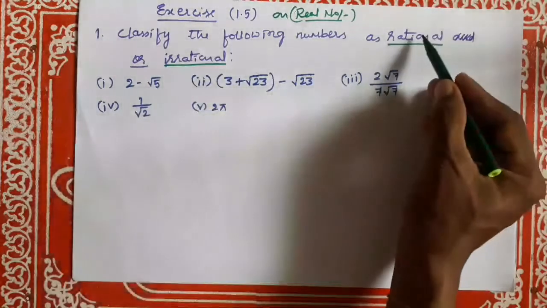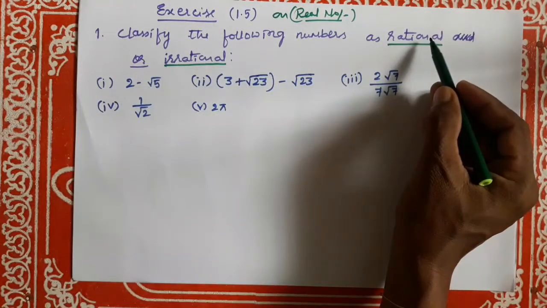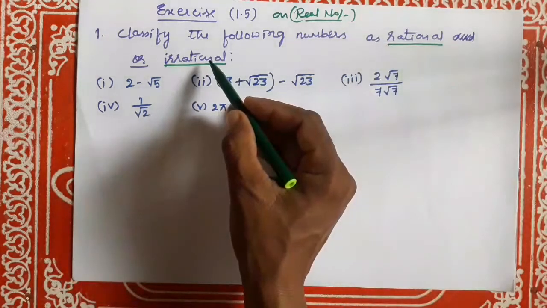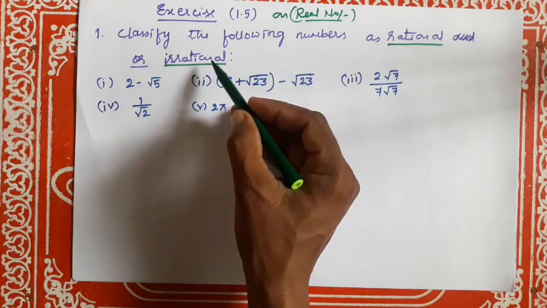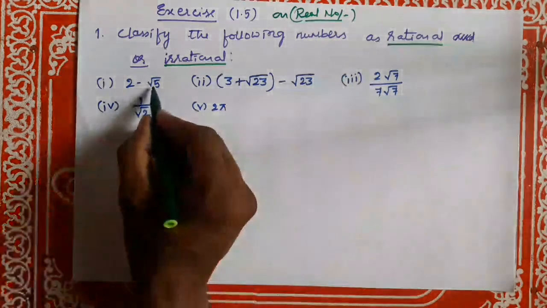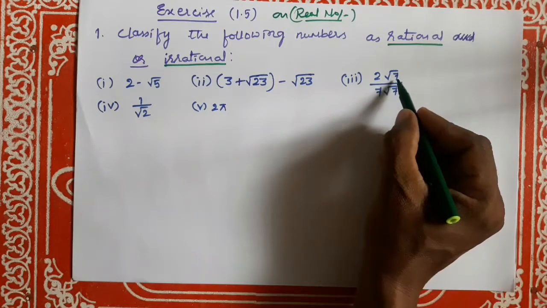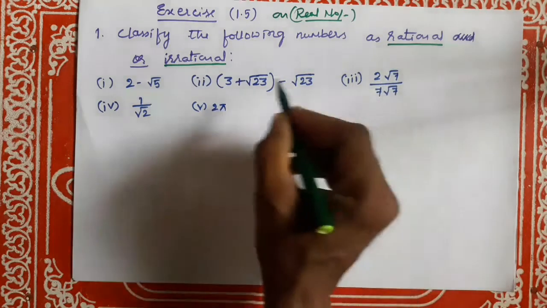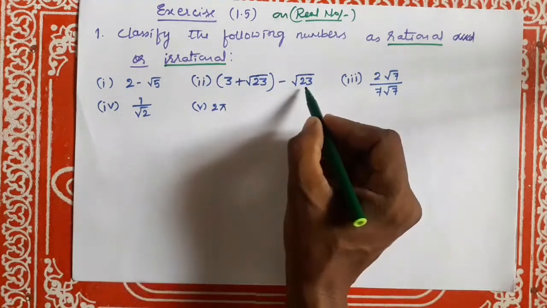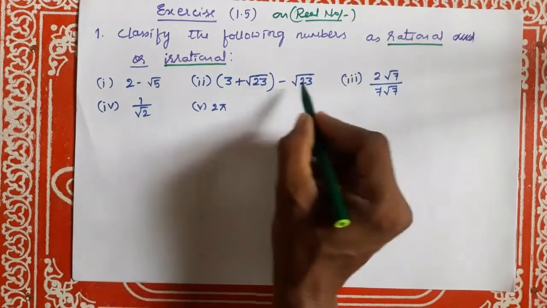In the earlier class we discussed what rational and irrational numbers are. Rational is one that can be expressed in the form p by q, where q is not equal to 0. Irrational is one that cannot be expressed in the form p by q. See here, root 5 is irrational and root 7 is irrational. Root 7 is also irrational, and root 23 is also irrational.